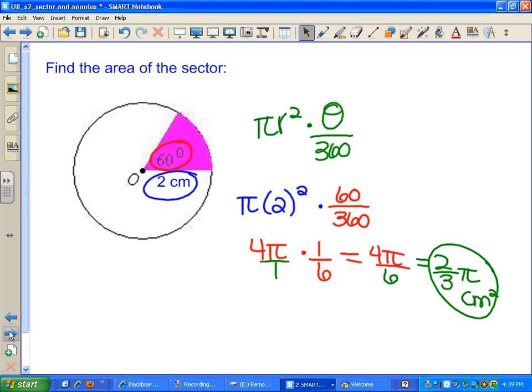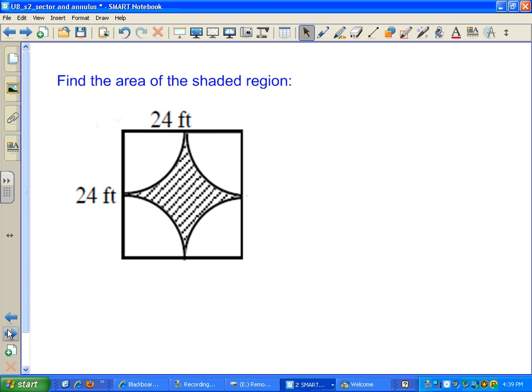Let's take a look at another example. I want you to find the area of the shaded region. So I'm going to go ahead, have you pause the video, and when you think you're done, come back and we'll see how you did.